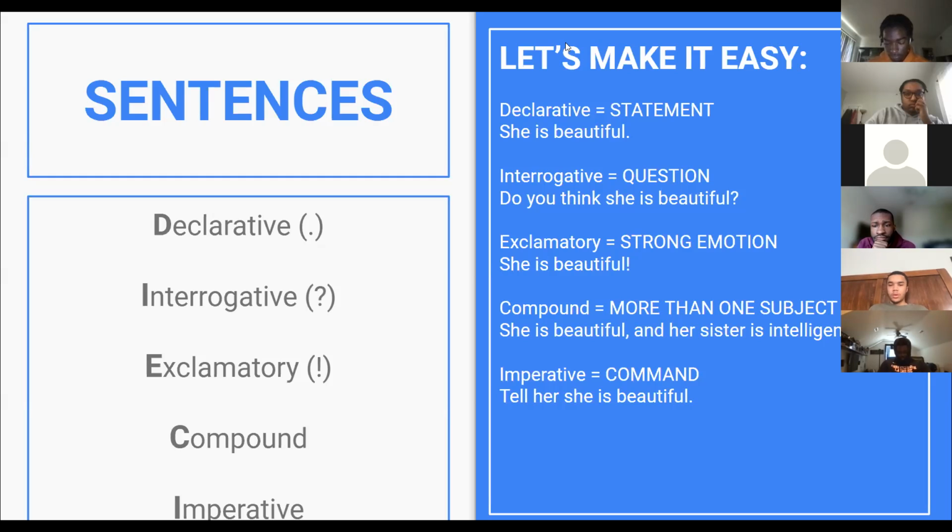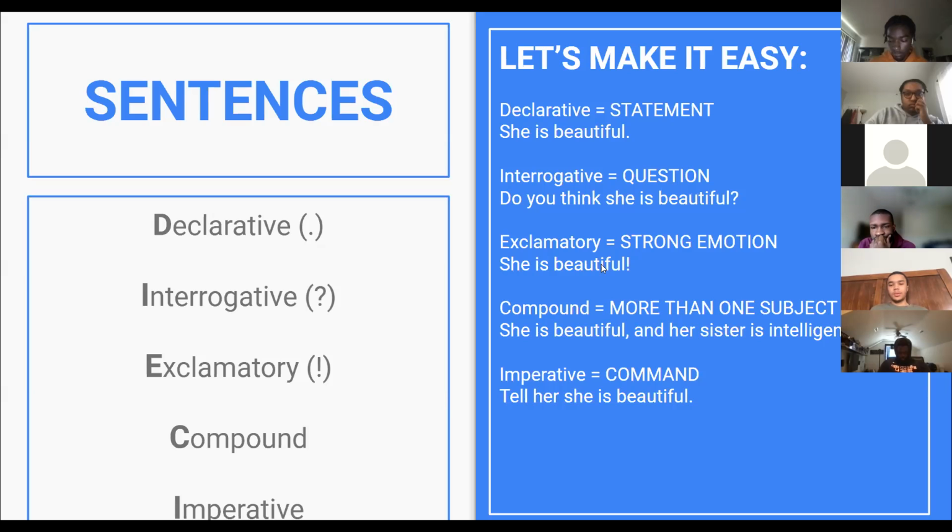And then what is a compound sentence? A compound sentence, which actually, was it Caleb who was talking about renewed and married? That was a compound sentence. It had more than one subject. So she is beautiful. She is the subject. And then her sister is intelligent. Well, her sister is the second subject. So now we're compounding more than one sentence. We've got a compound sentence because it's more than one subject.